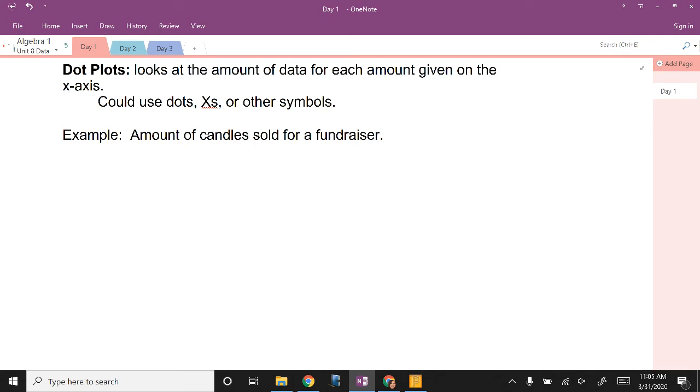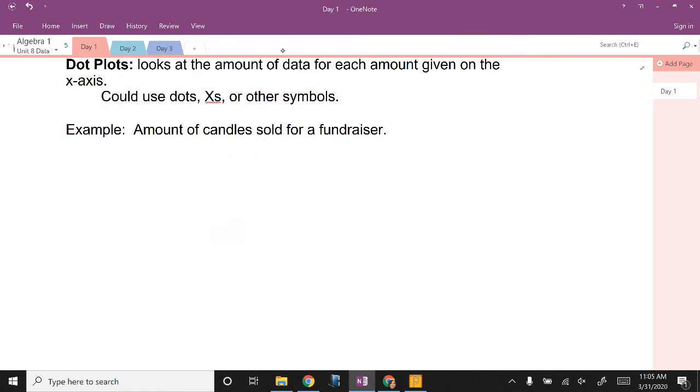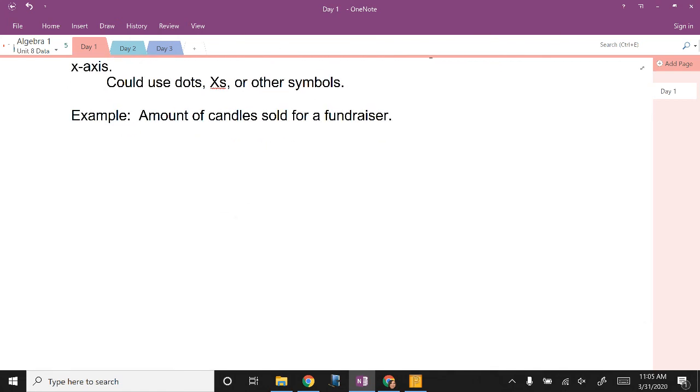A dot plot looks at the amount of data given for each amount on the x-axis. You can use dots, x's. I've seen all kinds of symbols used, even little trees or fish, or whatever kind of data they were collecting. This one is about selling candles for a fundraiser. You know, schools used to sell candles a lot, so I could see little candles being used for that. They can use all kinds of things. So this is just an example.